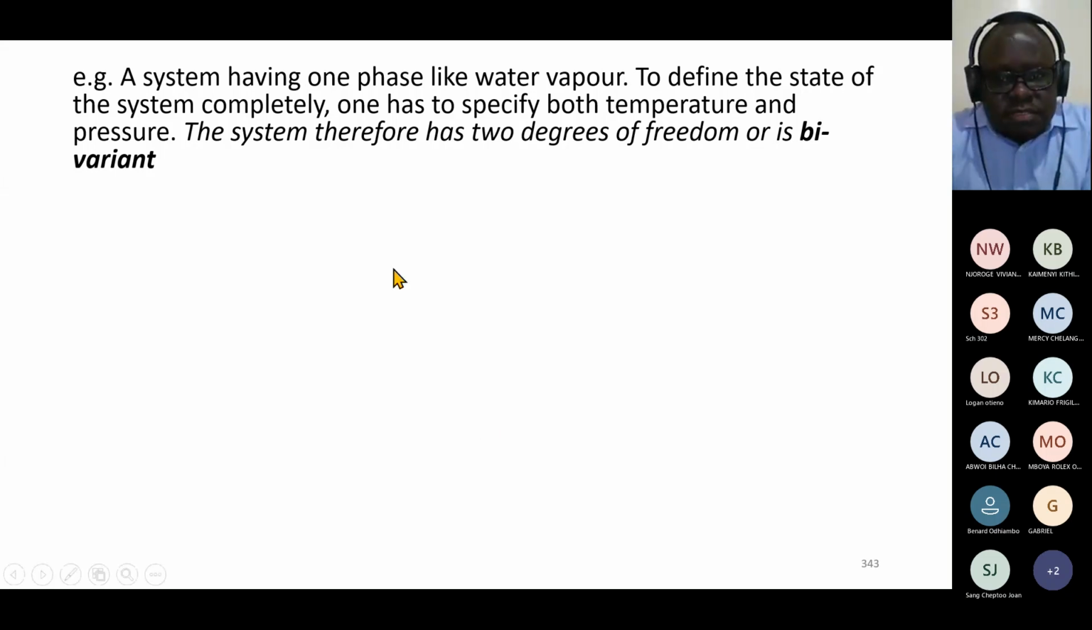Now, where you have a system, for example, a system having one phase like water vapor, to define the state of this system completely, one has to specify both temperature and pressure. So two variables have to be specified. So therefore, for such a case, we say that it has 2 degrees of freedom, and we say that it is bivariant.